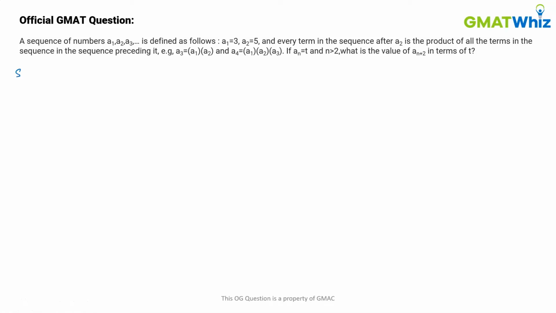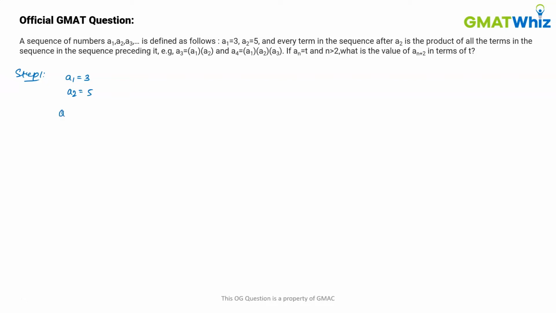In this question, we are given that a sequence of numbers a1, a2, a3 and so on is defined as follows, where the value of a1 is 3, a2 is 5 and every term in the sequence after a2 is the product of all the terms in the sequence preceding it.